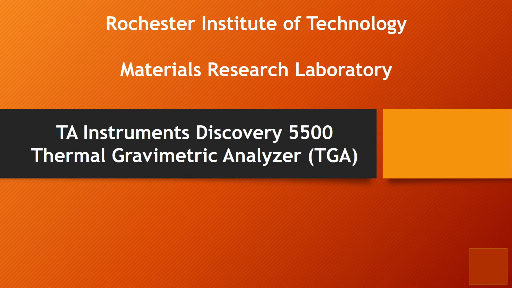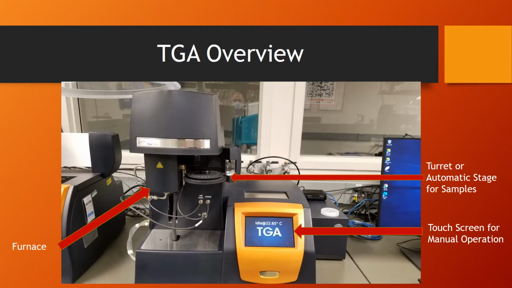In this video, we will learn how to load a sample and the basic software operation of the TGA Instruments Discovery 5500 thermogravimetric analyzer that is used at Rochester Institute of Technology Materials Research Laboratory. This is the image of what the Discovery TGA actually looks like.